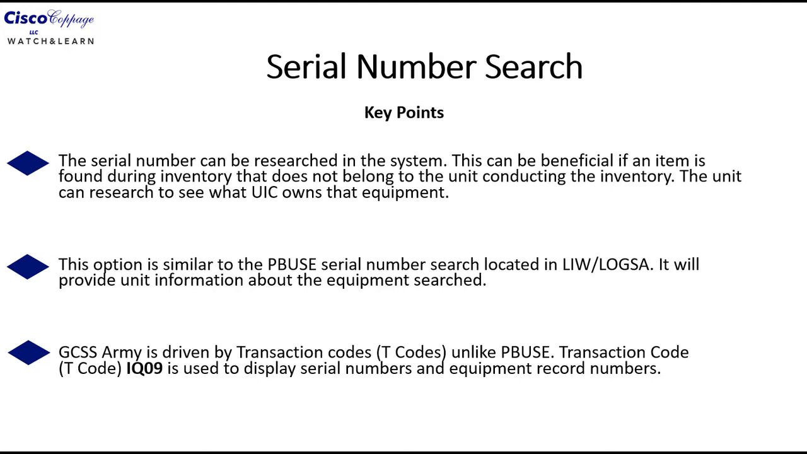The first key point is that the serial number can be researched within the system. This can be beneficial if an item is found during an inventory that does not belong to the unit that's conducting the physical inventory, like the cyclic or the sensitive items for that month. The unit can research to see what UIC owns that piece of equipment.